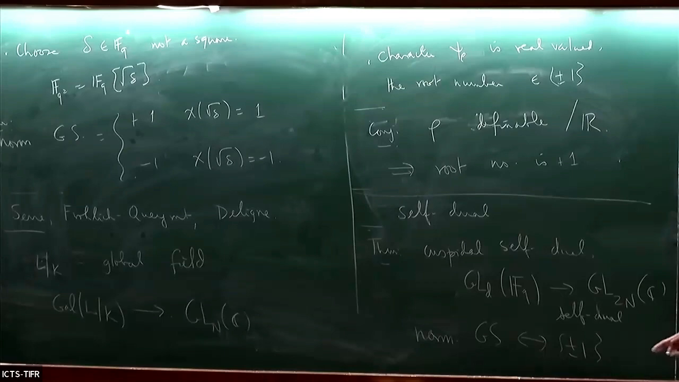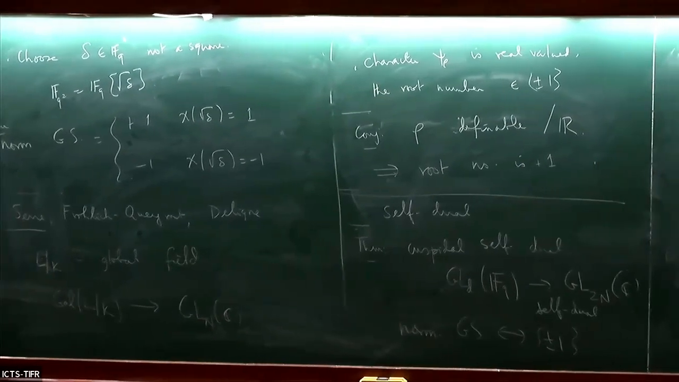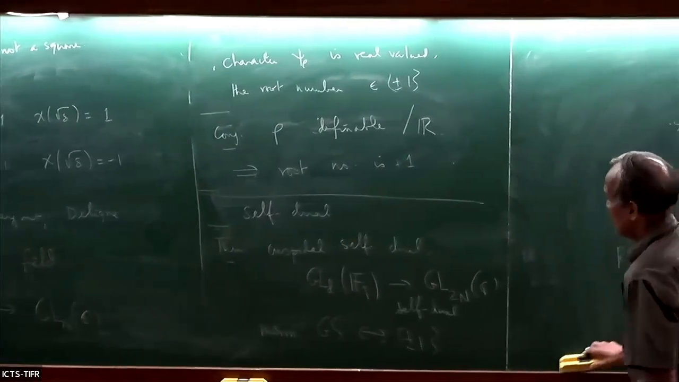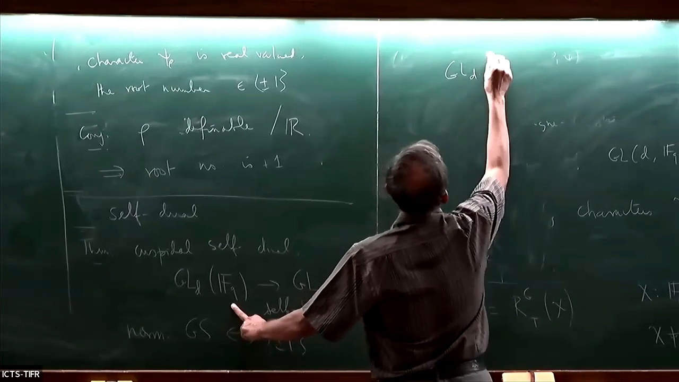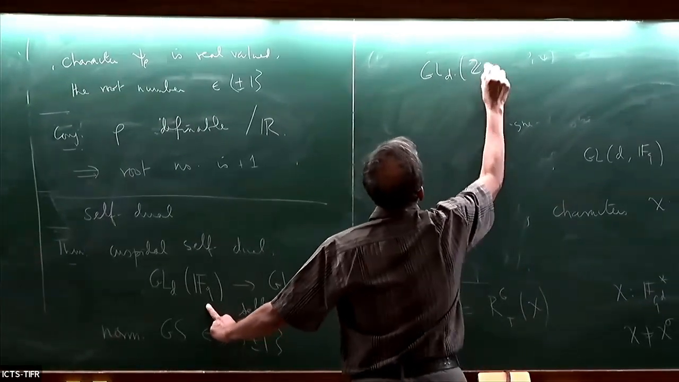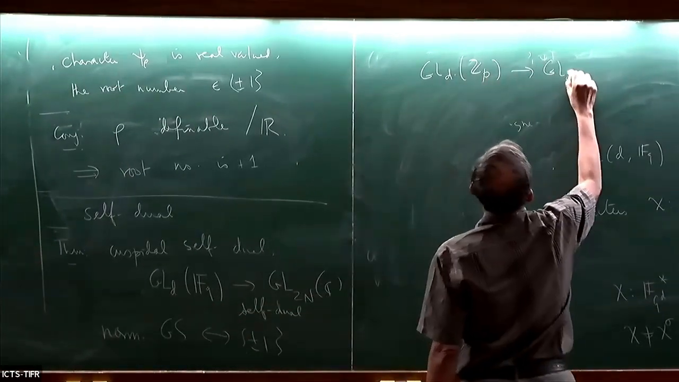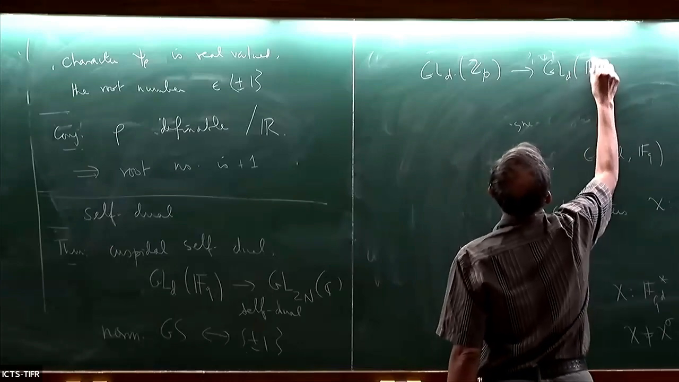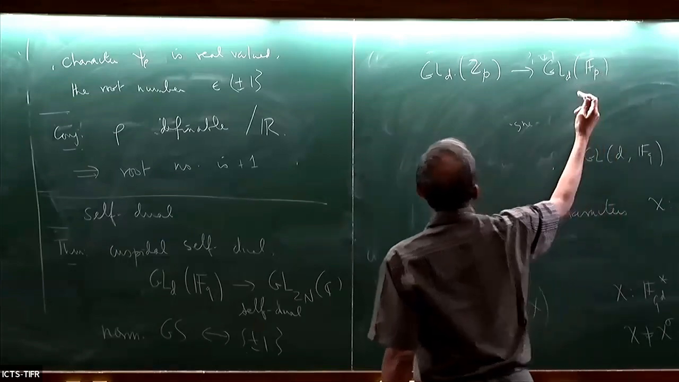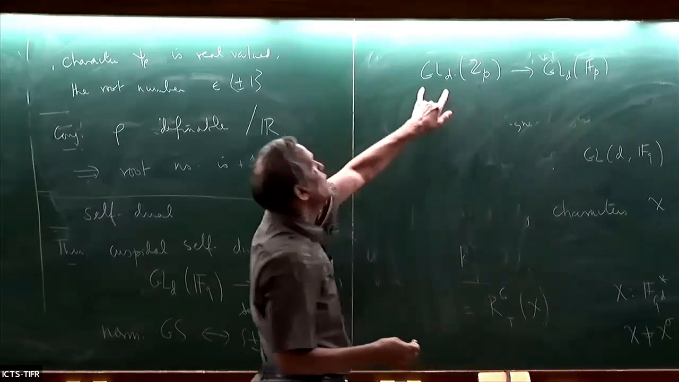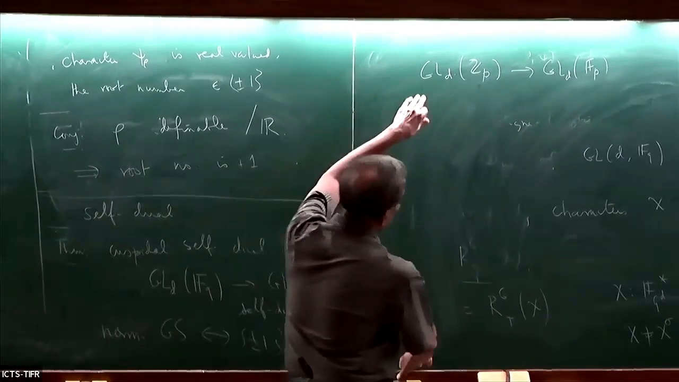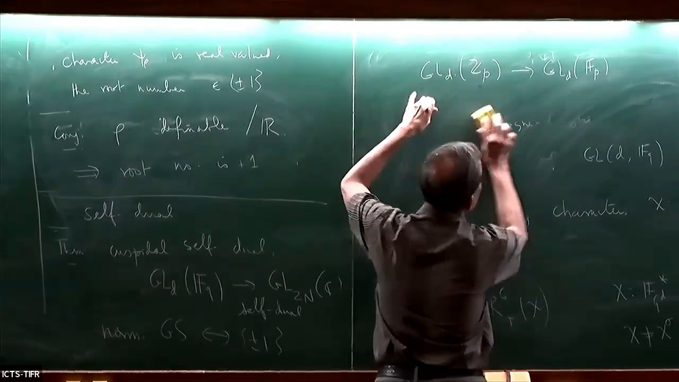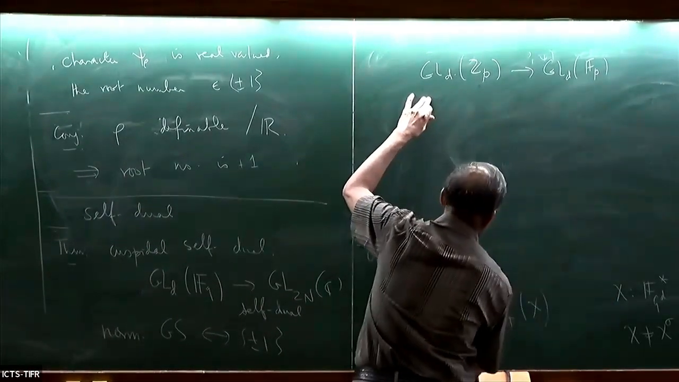So if I look at, just a minute, I don't know how much time I have, if I look at GL_d of Z_p, say, GL_d of F_p, you can look at irreducible representations. Think of it as an irreducible representation out here and do compact induction. That way you get the cuspidal representations of GL_d of Q_p.